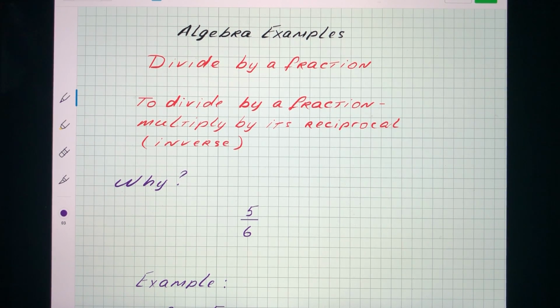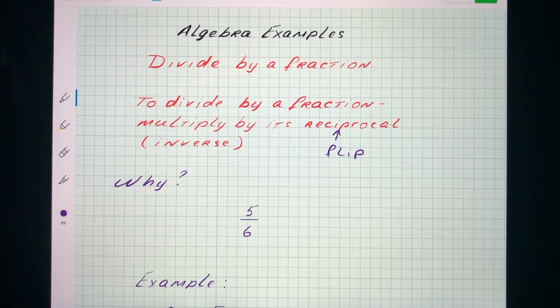Hello, in this video, let's look at how to divide fractions. If we are dividing a number by a fraction, it is the same as multiplying that number by the reciprocal of the fraction. The reciprocal is also known as the inverse, and we can also call it a flip. When we take a number and flip it upside down, that is what we're multiplying by.